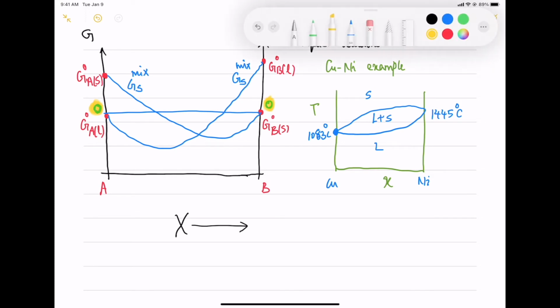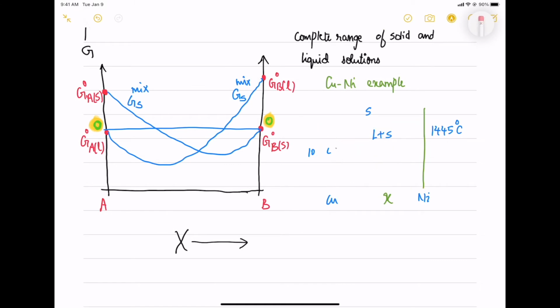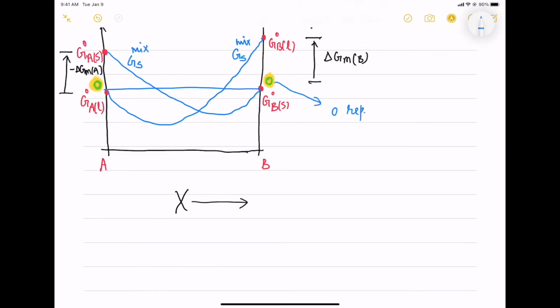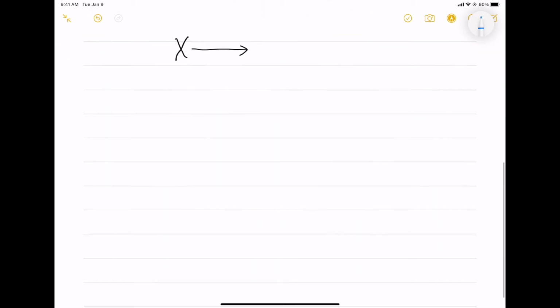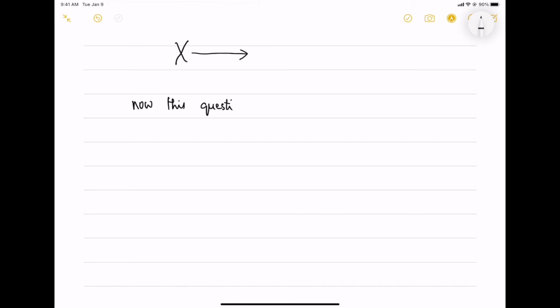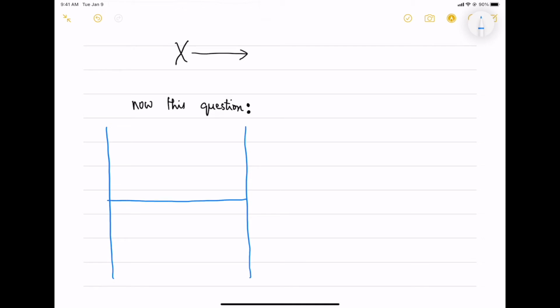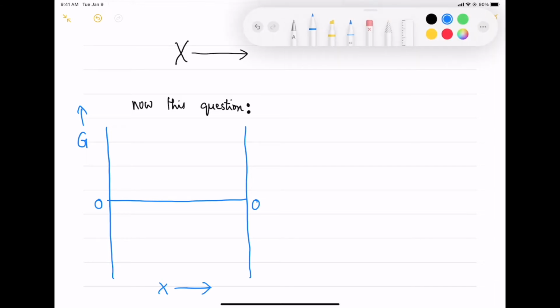So this 0, which I have marked here, refers to the reference point, and from there we measure the difference: delta G of melting for pure B component and delta G of melting for pure A component. So 0 represents the reference state from where the curve begins. Now for this question, these two points are the reference states, 0 and 0.